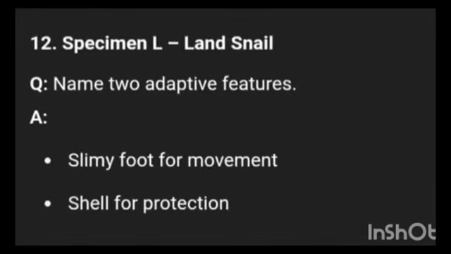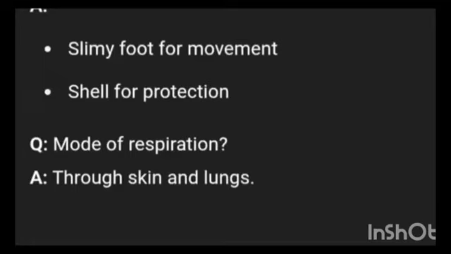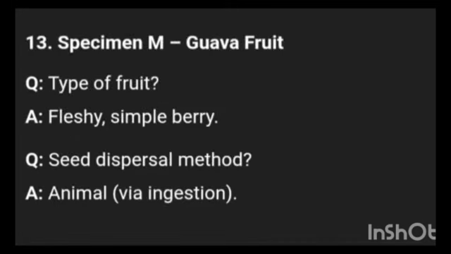Specimen L is the land snail. Now name two adaptive features of the land snail. It has a slimy foot for movement and also a shell for protection. Shell for protection. What is the mode of respiration? It breathes through the skin.